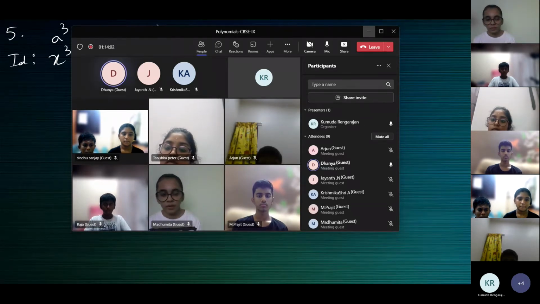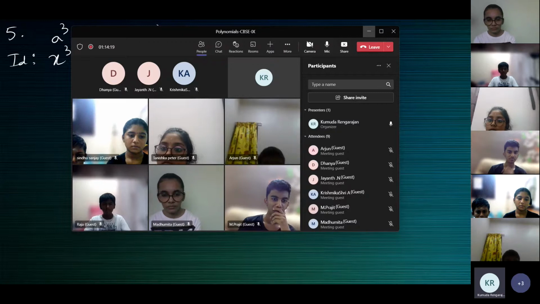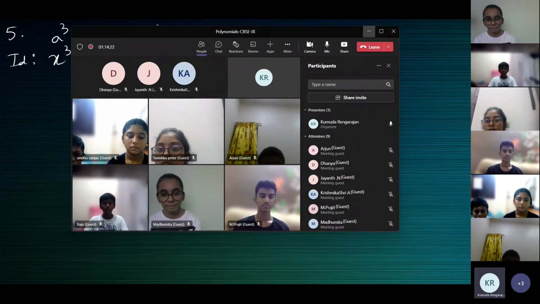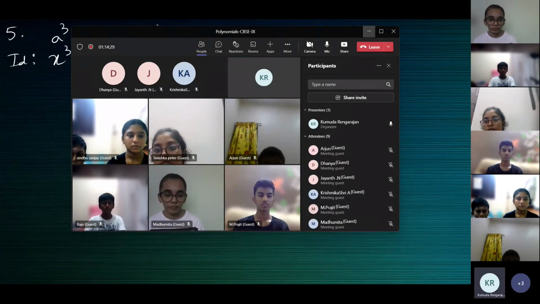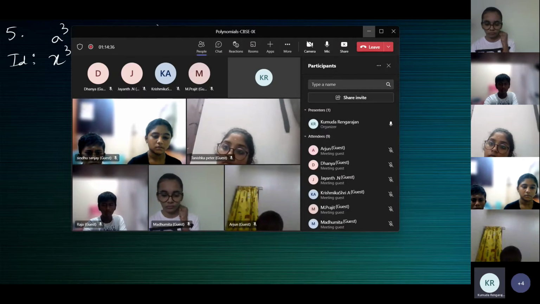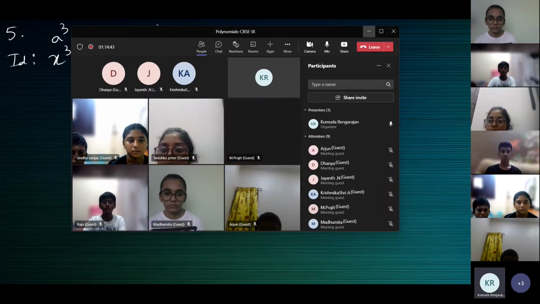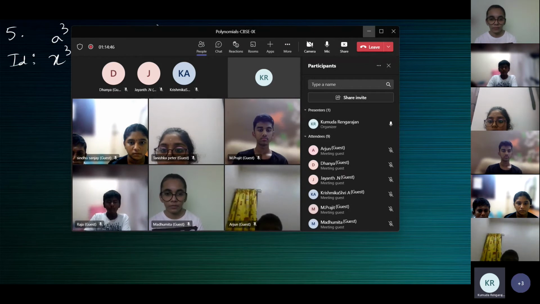Ma'am, it's a plus b plus c into a square plus b square plus c square minus ab minus bc minus ca, ma'am. Correct. A cube plus b cube plus c cube minus 3abc has two factors. The first factor is a plus b plus c. The second factor has many terms: a square plus b square plus c square minus ab minus bc minus ca. That second factor has 6 terms in it.